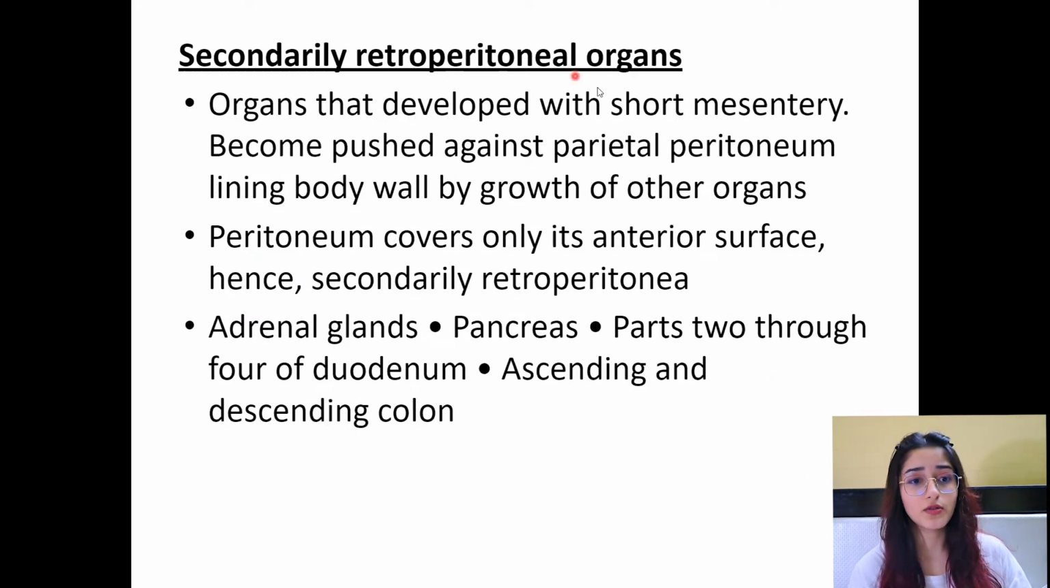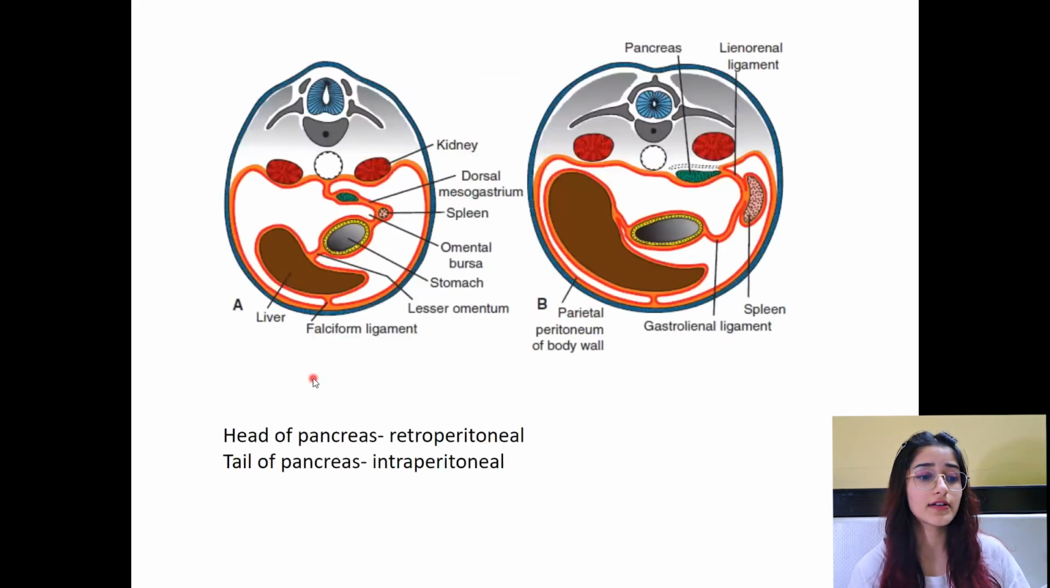Secondary retroperitoneal organs. They were developed first with a short mesentery, but then they became retroperitoneal. And the examples are adrenal gland, pancreas, second to fourth part of duodenum, ascending and descending colon. And let's look at this.